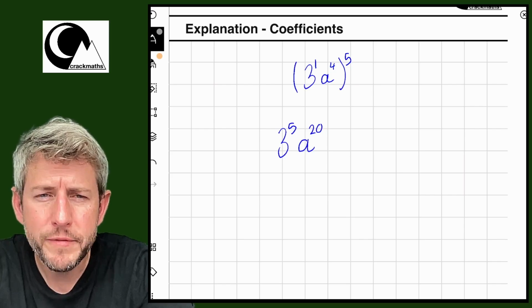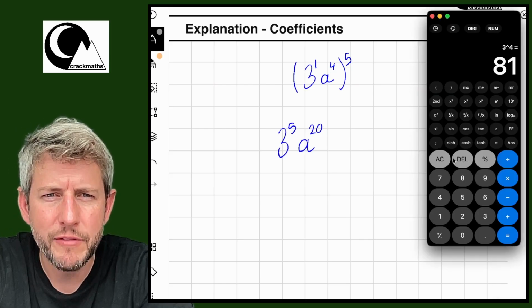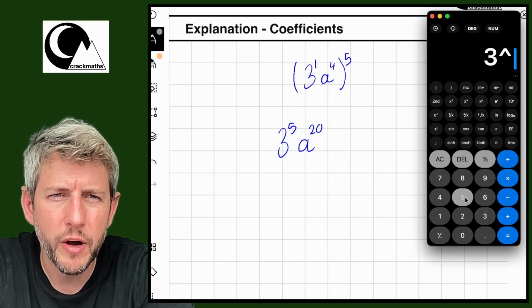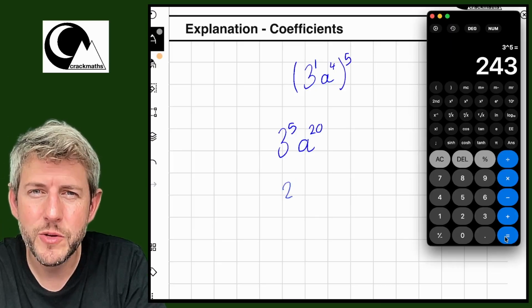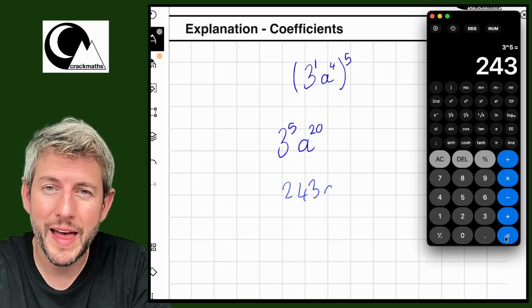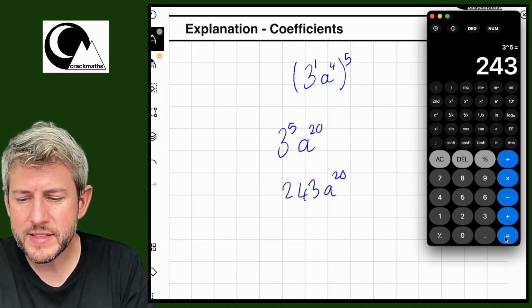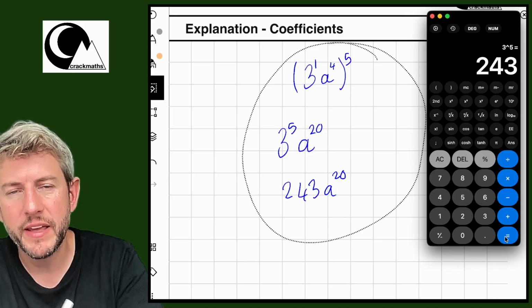And then obviously I'm not going to know what 3 to the power of 5 is, but I can have a look at this on my calculator. 3 to the power of 5 is 243. So we could say that this is 243a to the power of 20. Okay, great. Let's have a look at just when there's a few more things in the bracket, because it's still the same principle.